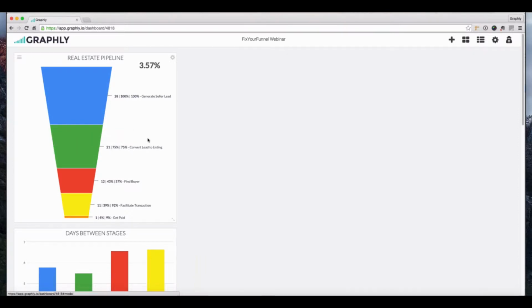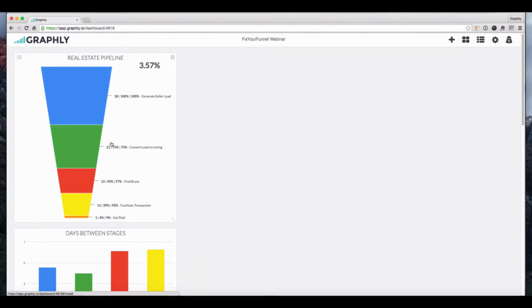So basically what this is saying is that 75% here of the seller leads that we generated will actually convert into listings. And of those listings, 57% of those guys we'll be able to find buyers for. And then when we do find a buyer for a property, 92% of the time, we're going to facilitate a transaction. And at least for the time frame that we're measuring, whether it's because we're not measuring long enough or maybe this is really the case, only 9% of those actually get paid or have been paid. So that's what the numbers and percentages mean.